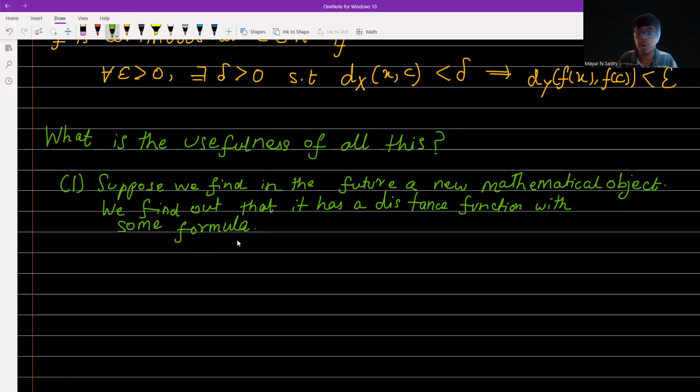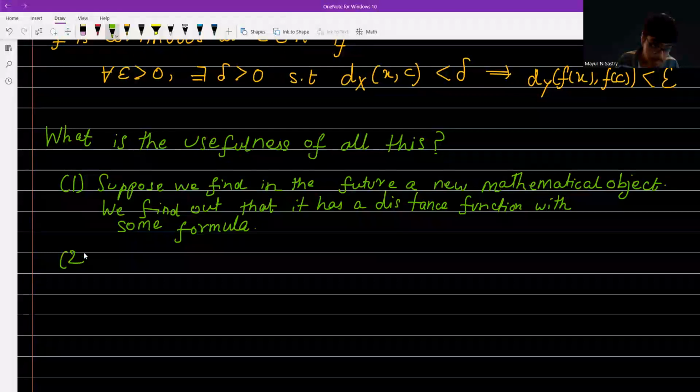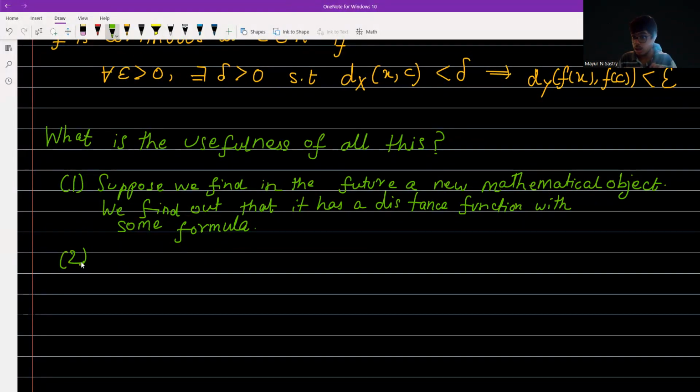Then much of our work is already cut out because we have already generalized it to metric spaces. Then we discover that this new mathematical object is also a metric space. We need not repeat all the work which we did for just the real numbers. So we have already done much work in metric spaces. We have defined continuity. There are several other properties of continuity, just like how we have for real numbers. There are various theorems regarding metric spaces. So much of our work is cut out in trying to analyze this new mathematical object. That is one usefulness.